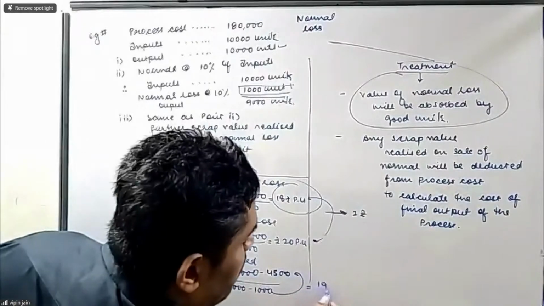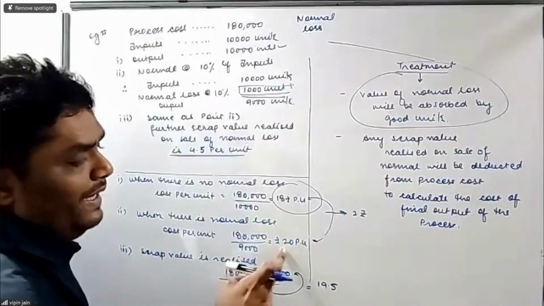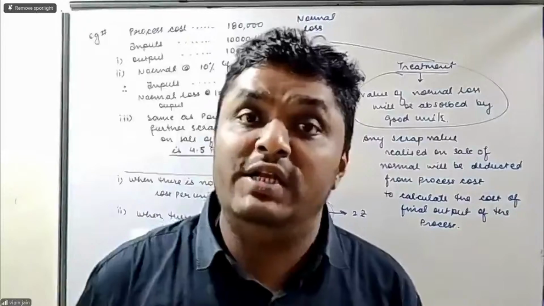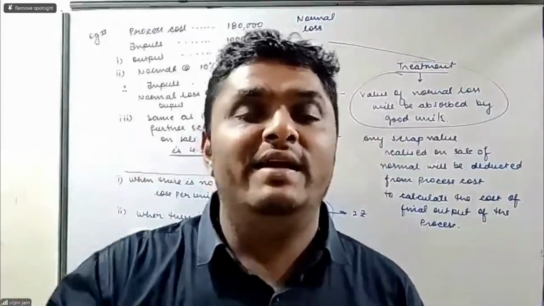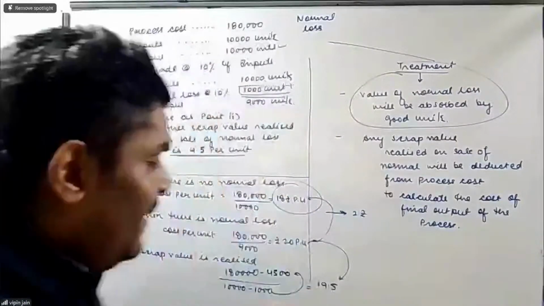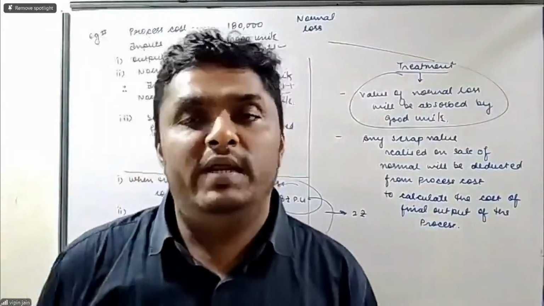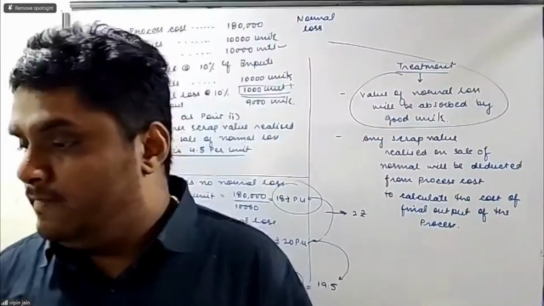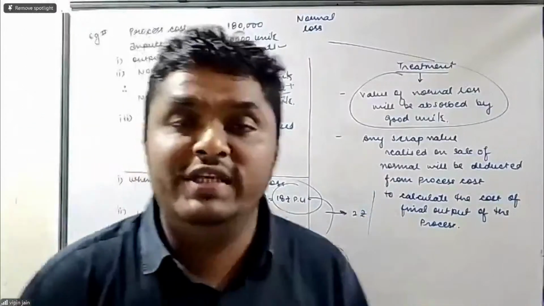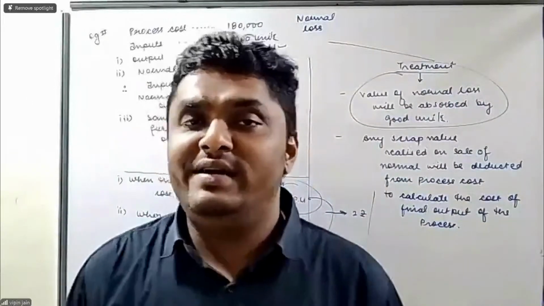19.5. Because of this 4,500, the cost that was 20 is now 19.5. Because herein we are incurring the cost of 1,80,000, but certain units are damaged and sold in the market, and we are getting 4,500 in return. So that amount that is realized will be deducted while calculating the cost of good units or cost per unit. In short, I hope you understand the logic of how the value of normal loss is absorbed by good units, and why we are deducting the scrap value.